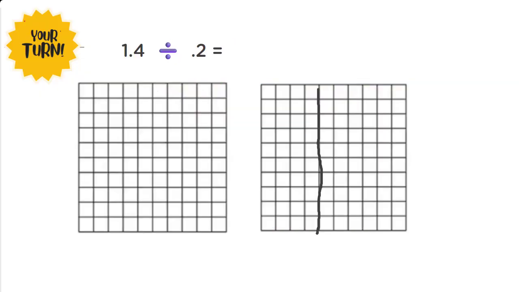1 4/10 divided by 2/10. As you can see here, I drew a dark line. We have 1 represented as a 1 whole, and then 4/10 grayed in on the second model. So we're only using 1 whole and 4/10, and then we're going to divide all of that into sections of 2/10, and see how many of them that we get.